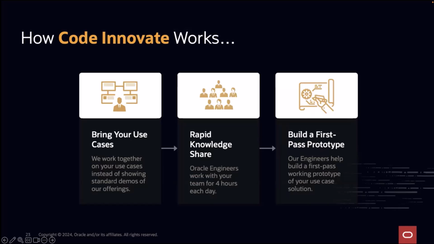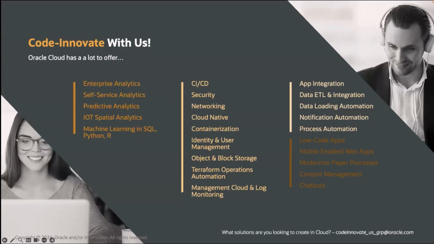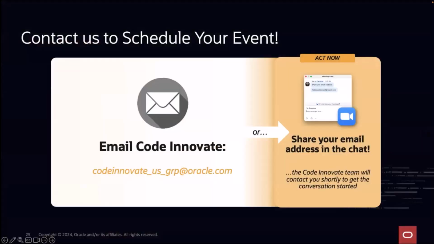It's not going to be just you who's going to build it. It's going to be our Code Innovate team who's going to work closely with you to build this prototype together. You can pick any use case, like it could be your cloud native use case or AI use case, or probably something related to low code application development use case as well. And then you can pick one of these use cases and let us know so that we can work with you. If you're interested in this program and you want to work with us, you can email codeinnovate underscore US underscore group. Or you can just type in your email addresses even in the chat and we'll take a look at it.